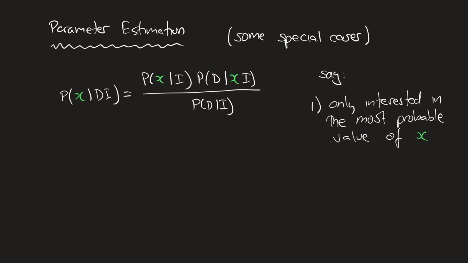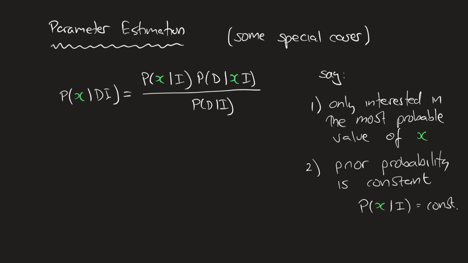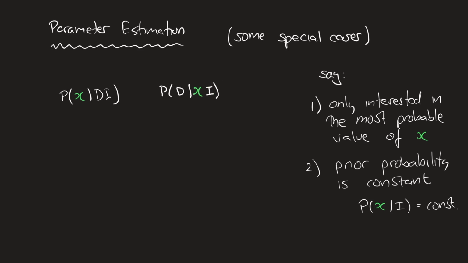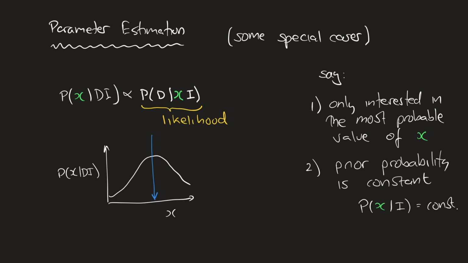Now let's assume that we're only interested in the most probable value of x, and we don't care about the rest of the distribution. Let's also assume that the prior probability is constant. Since the evidence is independent of x, and now the prior is also independent of x, we can remove both, and we'll have that the posterior distribution is going to be proportional to the likelihood. Those other factors which were independent of x are just going to multiply the distribution, and they're going to just shift it up and down. But we don't care, because all we're after is the most probable value of x, and shifting it up and down is not going to change that.